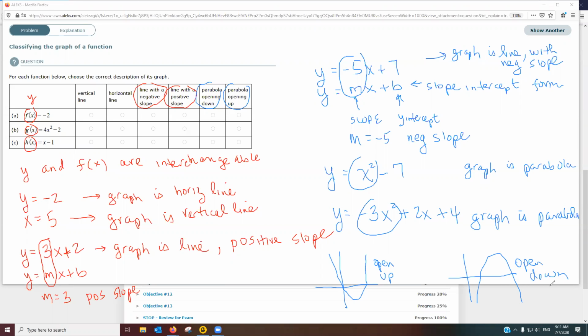So how do you know whether the parabola or the graph opens up or opens down? Well, what you do is you look at the number in front of the x squared. If the number in front of the x squared is a positive number, then the graph opens up. If the number in front of x squared is a negative number, then the graph opens down.